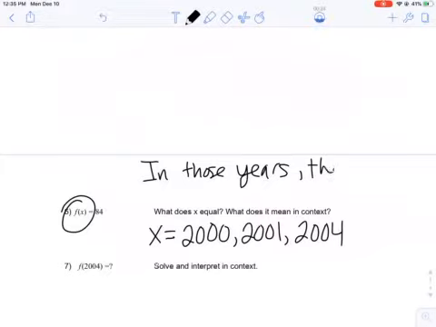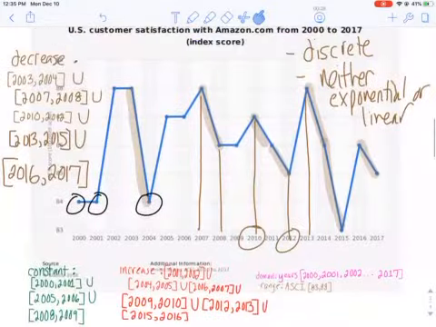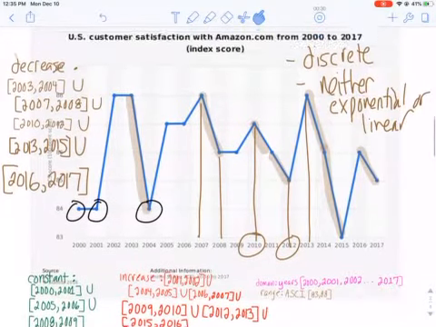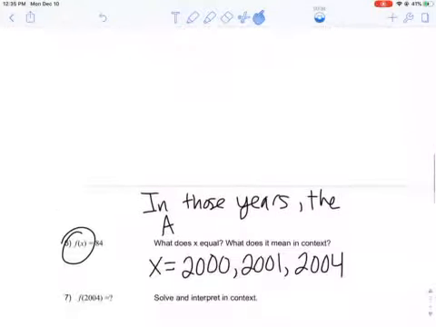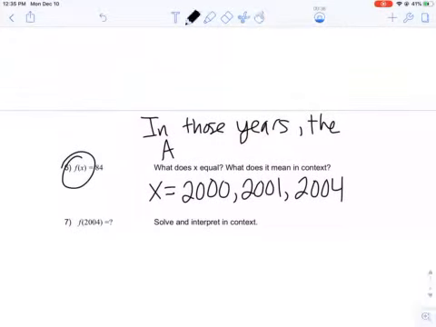What that means is, in those years, the score was, I think it was called the ACSI. Let's see, I'm going to check, this is where it comes in handy. Yep, the ACSI, awesome. I'm going to say the ACSI was 84.